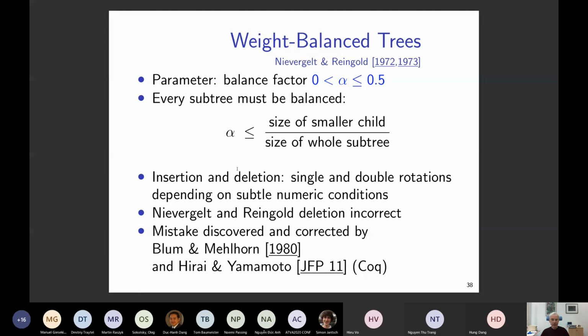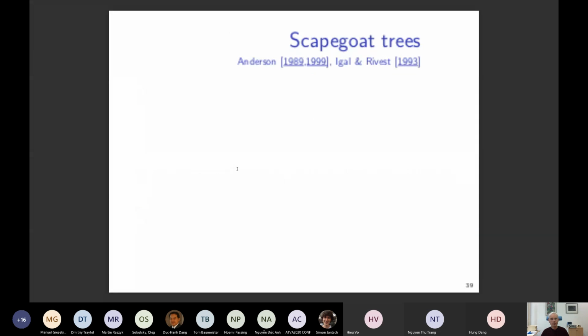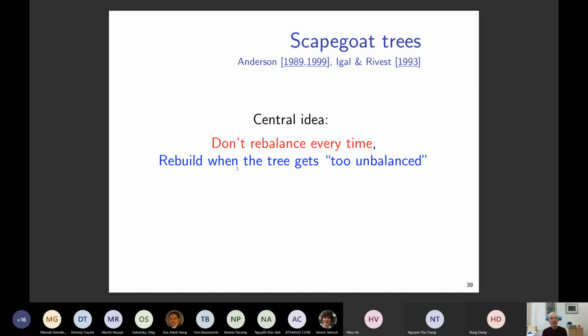So this is again an interesting example because it was motivated by actual code going wrong. And another one which I quite like are so-called scapegoat trees, strange name. The central idea here is you don't rebalance the tree every time you insert an item or delete an item, but you rebuild only when the tree gets too unbalanced. I don't want to go into the details here.